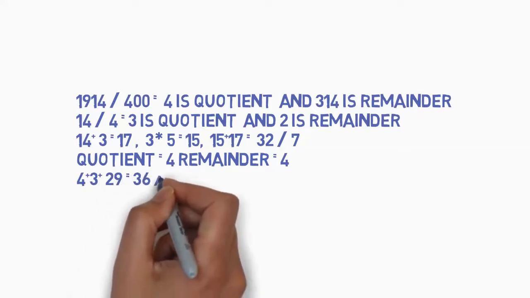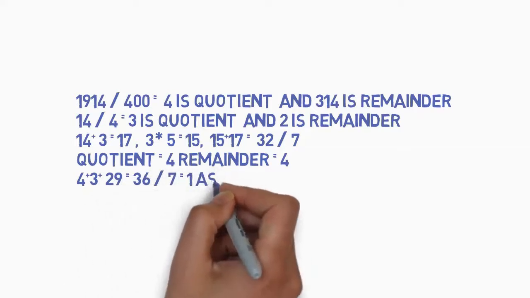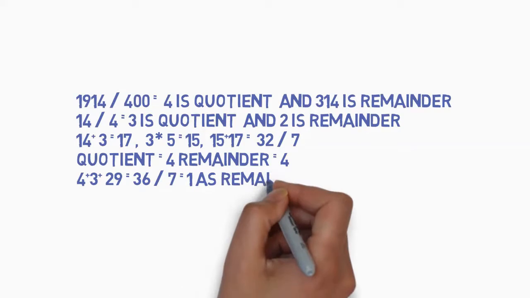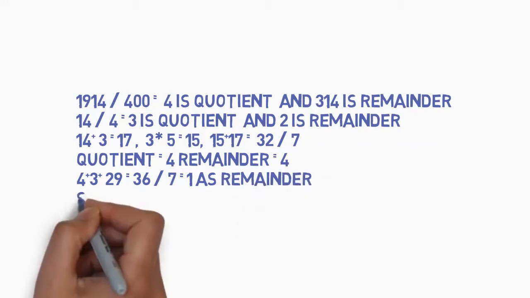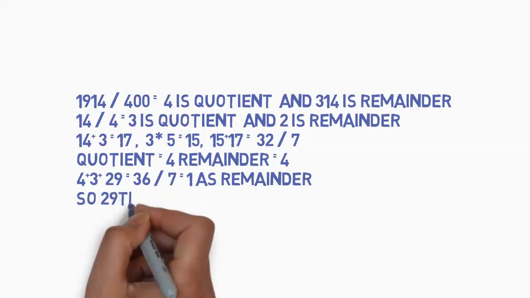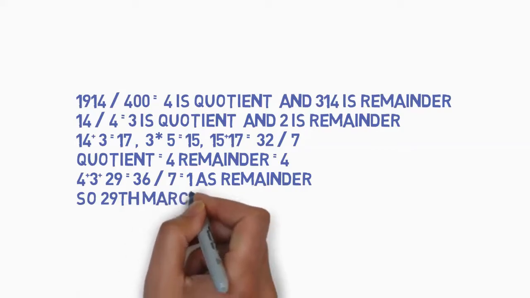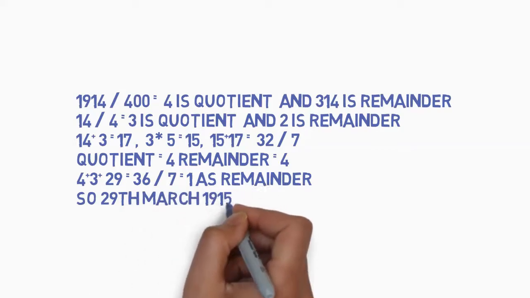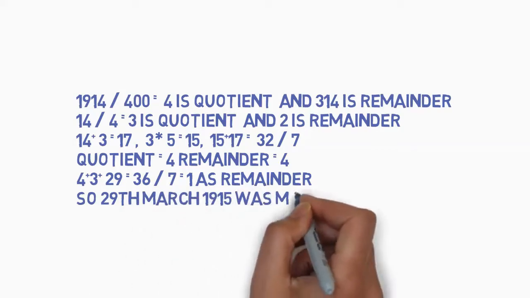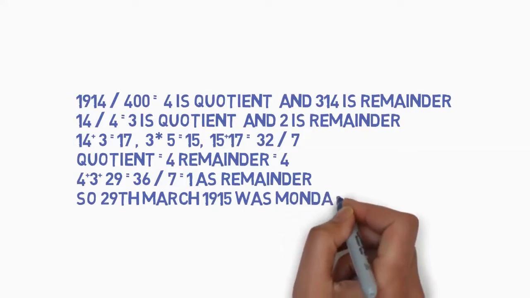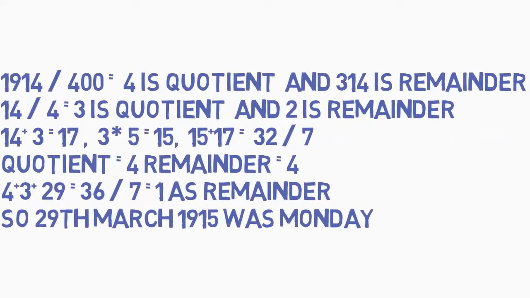We will take the remainder 4 and then do the following addition. 4 plus 3 plus 29 equals 36, and then divide 36 by 7. We get remainder 1. So the 29th of March 1915 was Monday. Now I will explain you the entire process.